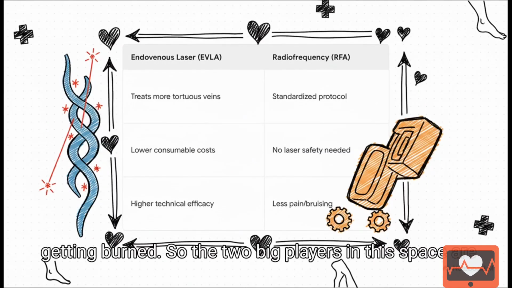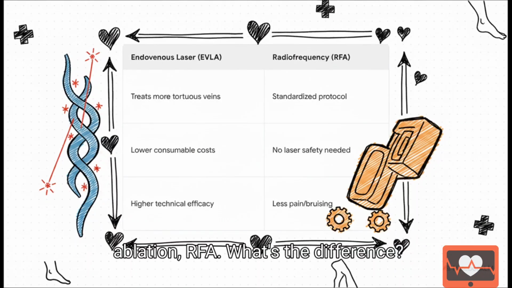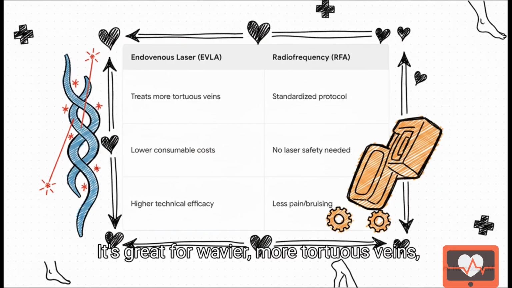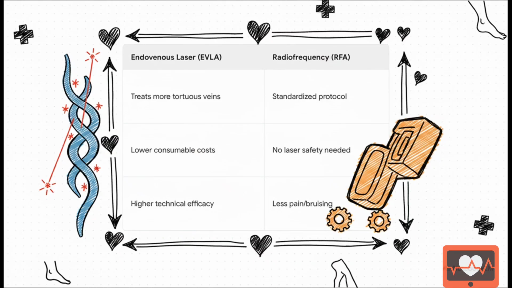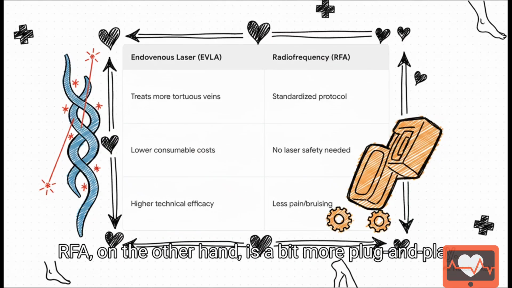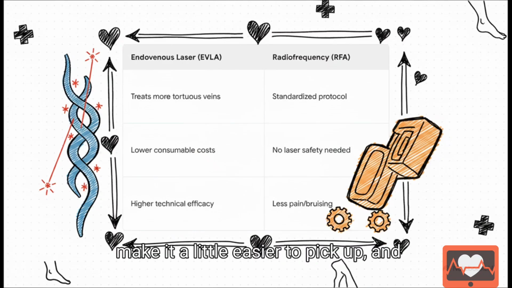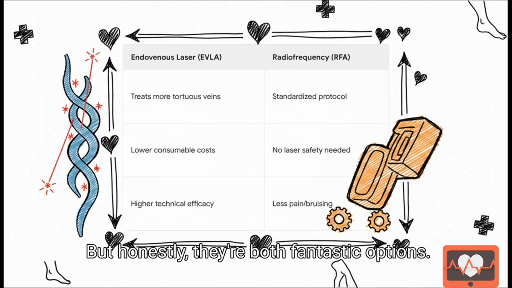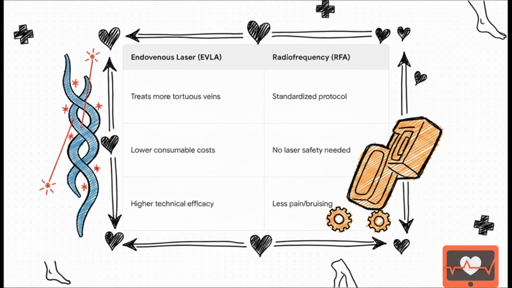So, the 2 big players in this space are endovenous laser, or EVLA, and radiofrequency ablation, RFA. What's the difference? Well, you can think of laser as being super versatile. It's great for wavier, more tortuous veins, and the success rate is incredibly high. RFA, on the other hand, is a bit more plug and play. It's standardized, it's automated, which can make it a little easier to pick up, and you don't need all the laser safety gear in the OR. But honestly, they're both fantastic options. The choice really just comes down to what the surgeon is comfortable with and what the hospital has.